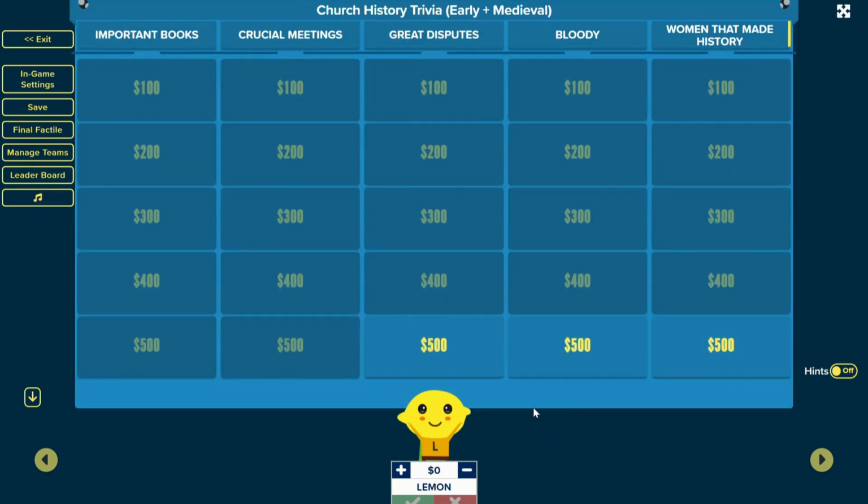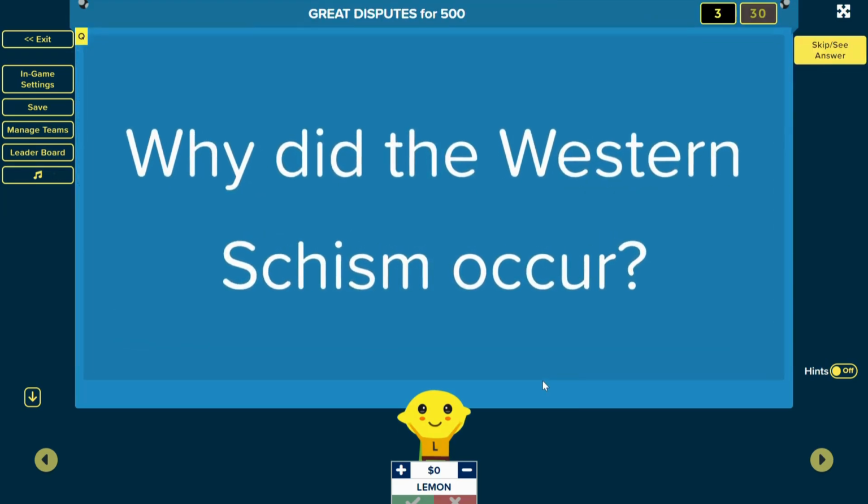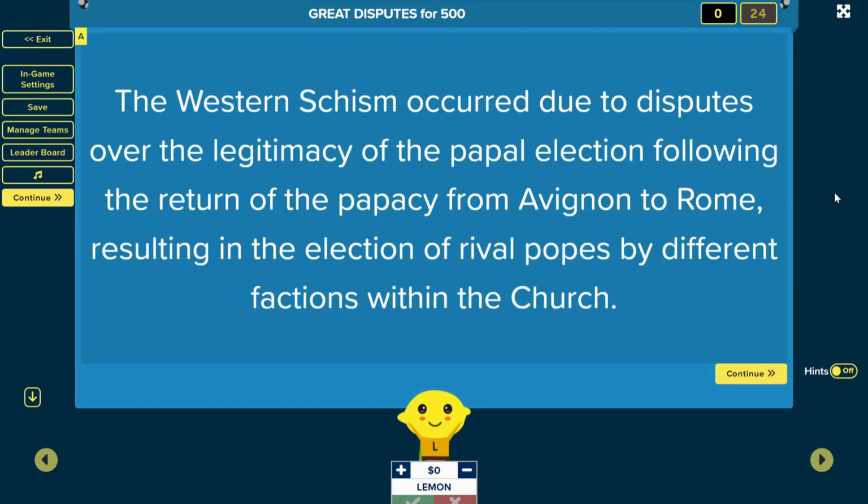Great Disputes 500. Why did the Western Schism occur? The Western Schism occurred due to disputes over the legitimacy of the papal election following the return of the papacy from Avignon to Rome, resulting in the election of rival popes by different factions within the church.